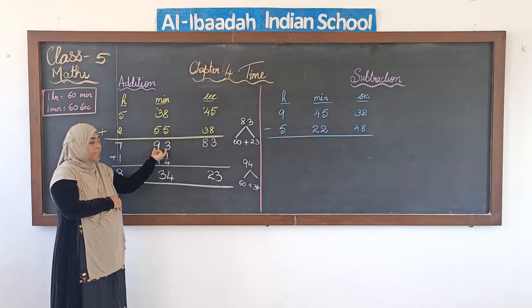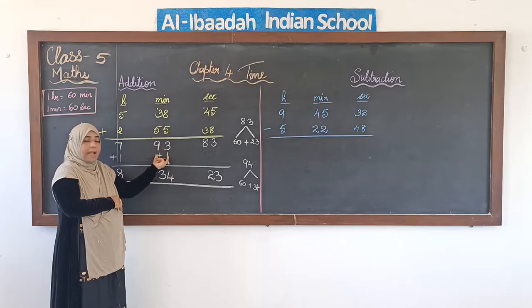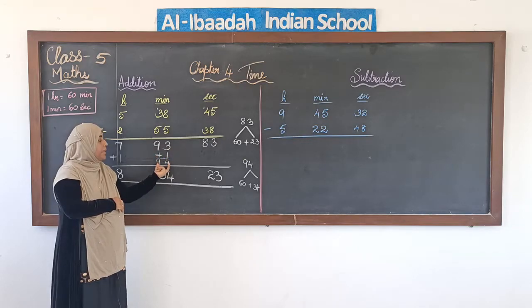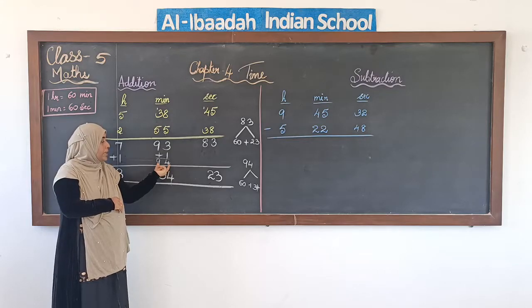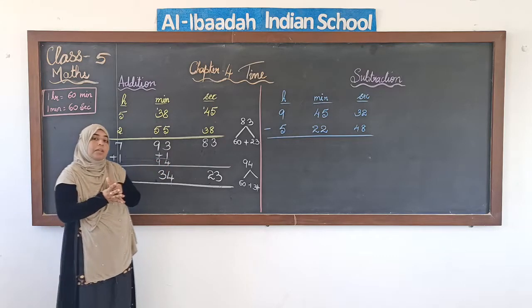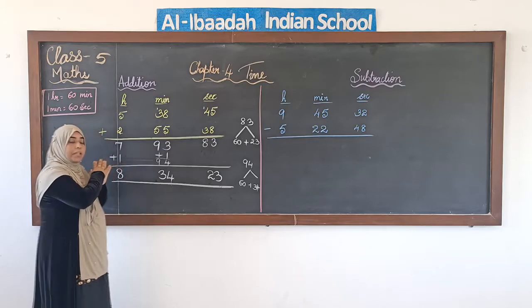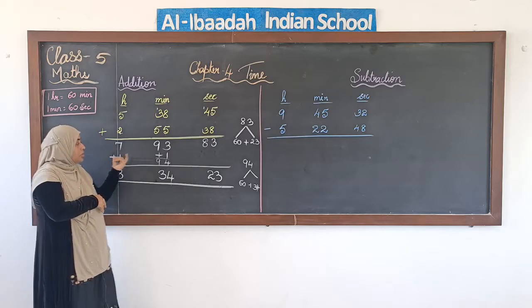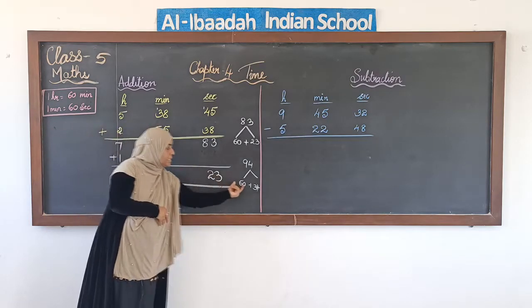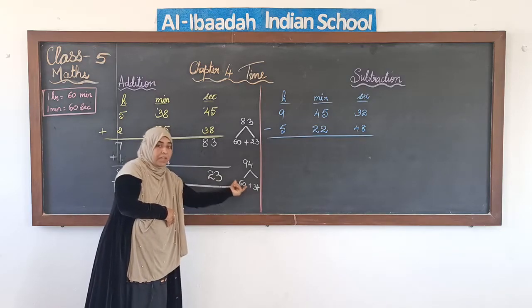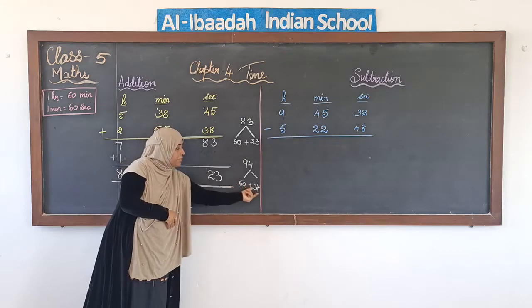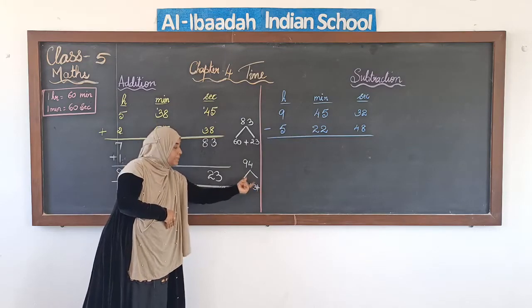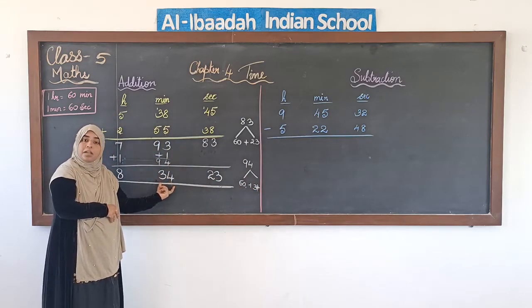So we had 93 minutes, 1 got added on to it and we got 94 as the answer. Now again if we look at 94, we can take out 60 minutes and make it into an hour. So we have taken out 60 from 94 and we brought it to hours. When we removed 60, we were left with 34 minutes. That 34 minutes we will keep in the minutes column.